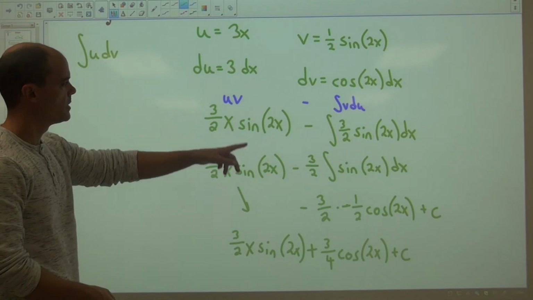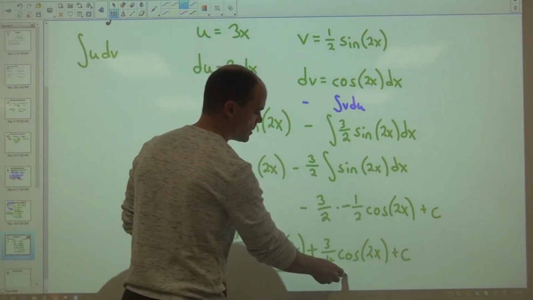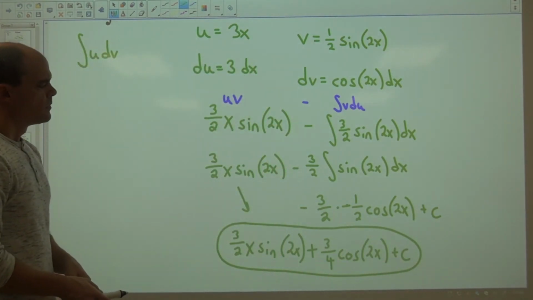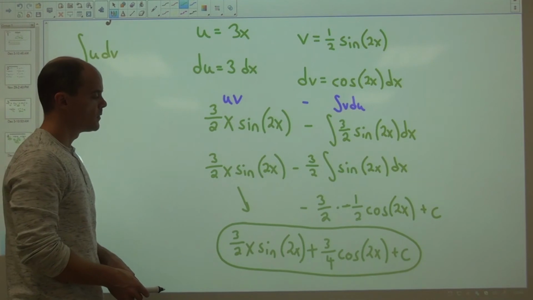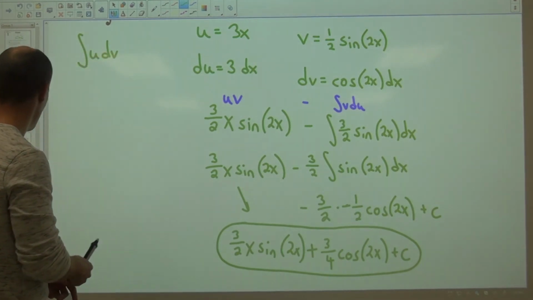Simplified, antiderivative is evaluated. Here is our undone product rule. So far, so good. This is easy, right? Of course it is. One at a time, one at a time.